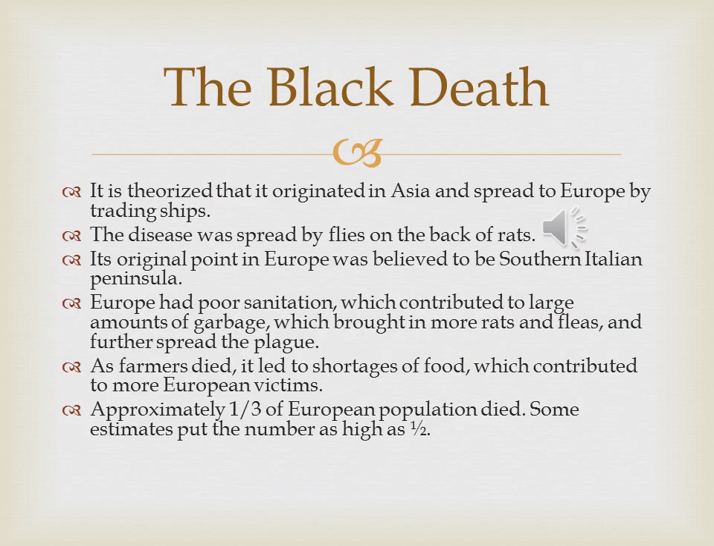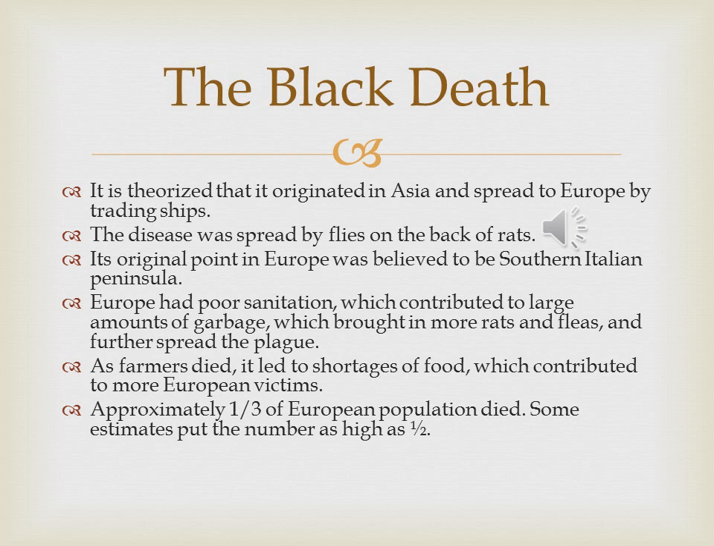The Black Death, it's theorized that it originated in Asia and spread to Europe by trading ships. The disease was spread by fleas on the backs of rats. Its original point in Europe was believed to be the southern Italian peninsula. Europe had poor sanitation, which contributed to large amounts of garbage, which brought in more rats and fleas and further spread the plague.